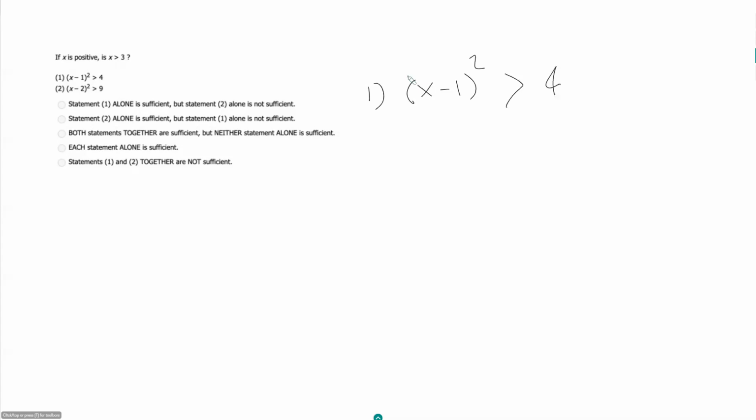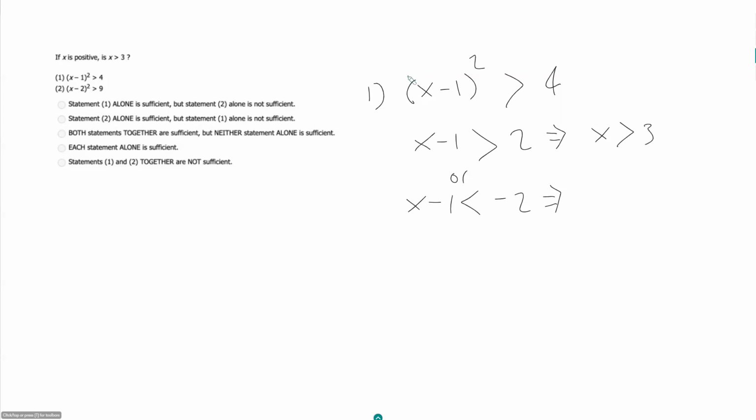So remember, we cannot just take the square root of each side here because that would not be taking into account the fact that x minus 1 could be negative. So if we just think about this, what does this mean? This means x minus 1 either must be greater than 2 or x minus 1 must be less than negative 2. So what is this telling me about x, though? So this here is saying x is greater than 3.